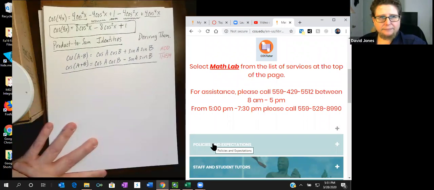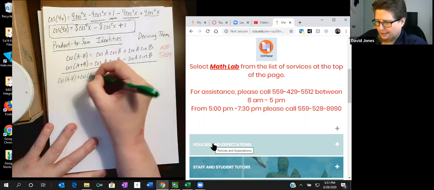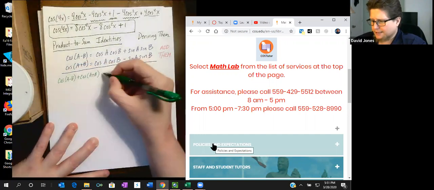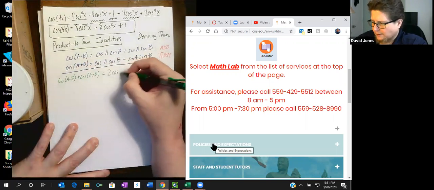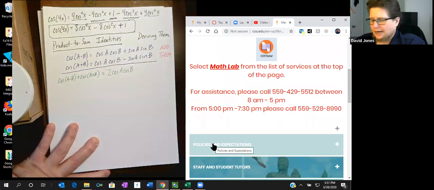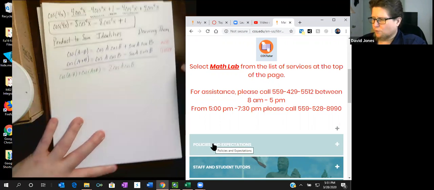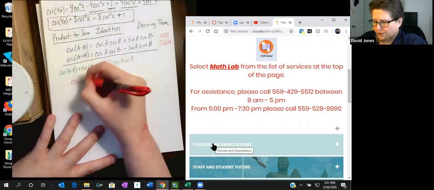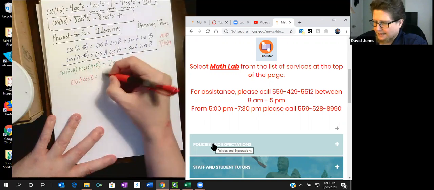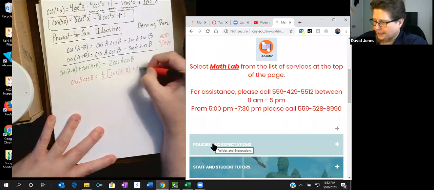If we add them, I get cosine of A minus B plus cosine of A plus B. Well, look what happens here. I've got 2 cosine A cosine B and the sine A's and sine B's cancel each other out. And so the way they end up doing this, they multiply both sides by 1/2. And this is called the product to sum. We start off with cosine A cosine B. It's equal to 1/2 the sum of cosine A minus B plus cosine A plus B.